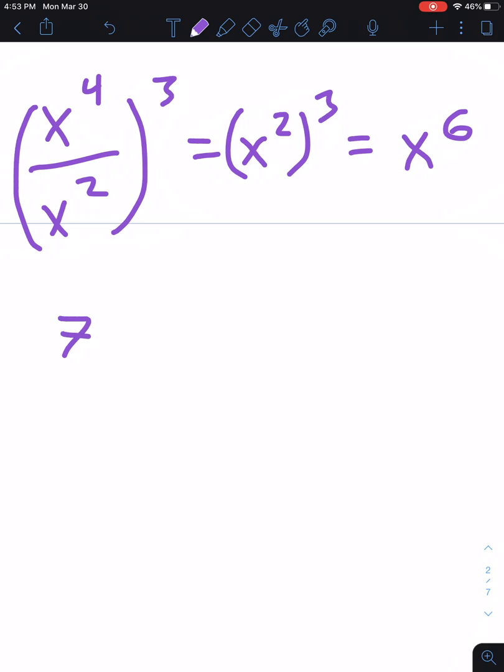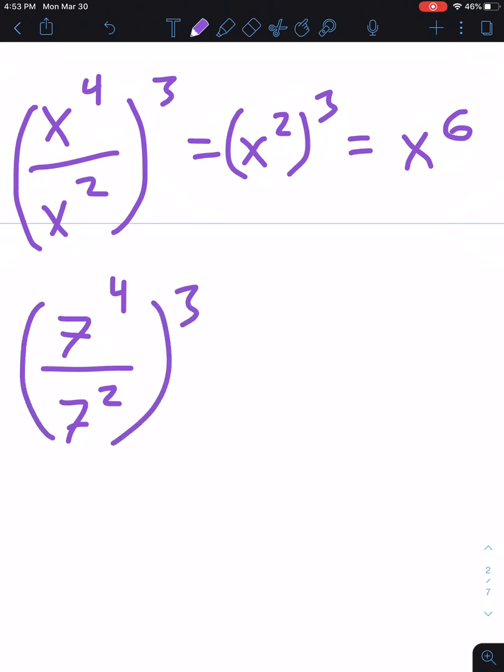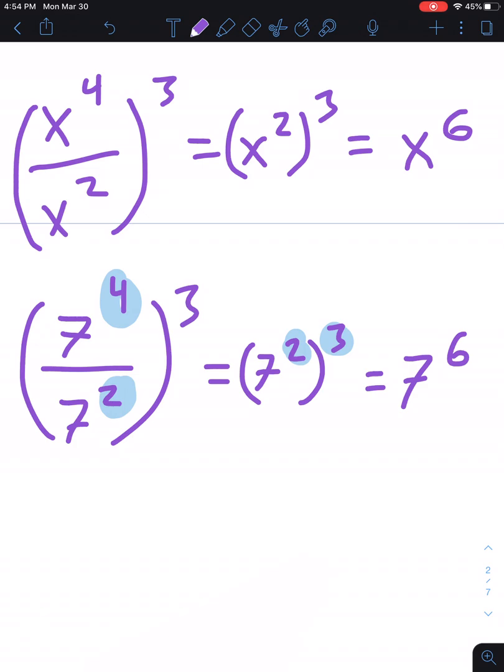Anyway, we've got 7 to the 4th divided by 7 squared, all to the 3rd power. So what are we going to do first? We're going to use the quotient rule again. 4 minus 2 is going to get us 7 squared, all to the 3rd power. And then we're going to use the power rule. We're going to multiply these two together because those parentheses are telling us to do that. That gets us 7 to the 6th power.